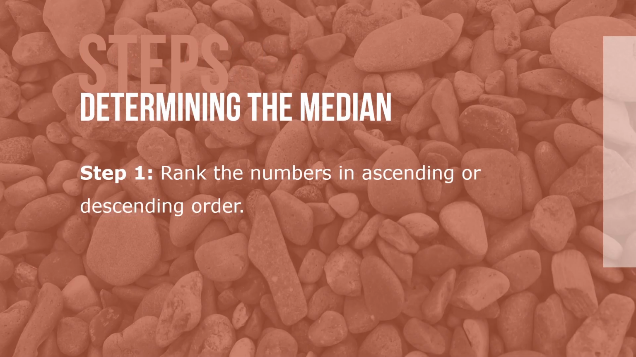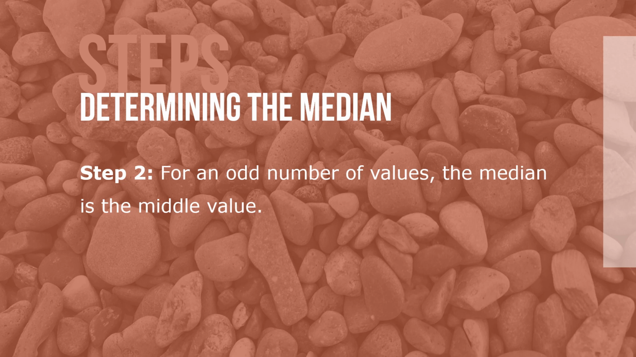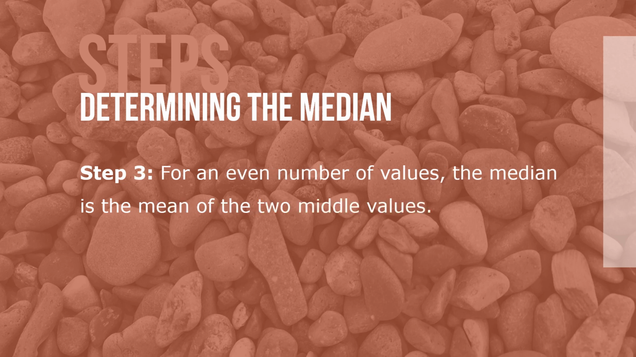Here are the steps in determining the median. Step 1. Rank the numbers in ascending or descending order. Step 2. For an odd number of values, the median is the middle value. Step 3. For an even number of values, the median is the mean of the 2 middle values.